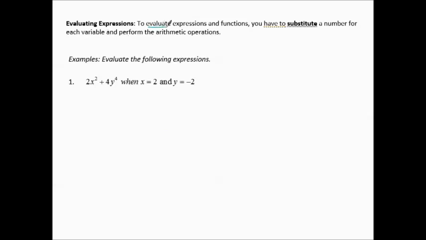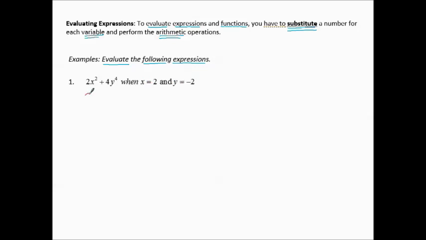To evaluate expressions and functions, we have to substitute a number for each variable and perform the arithmetic operations that are given. In our first examples, we're going to evaluate the following expressions. For number 1, it says 2x squared plus 4y to the fourth when x equals 2 and y equals negative 2. So we're going to take the expression that we have and replace x with 2 and y with negative 2.